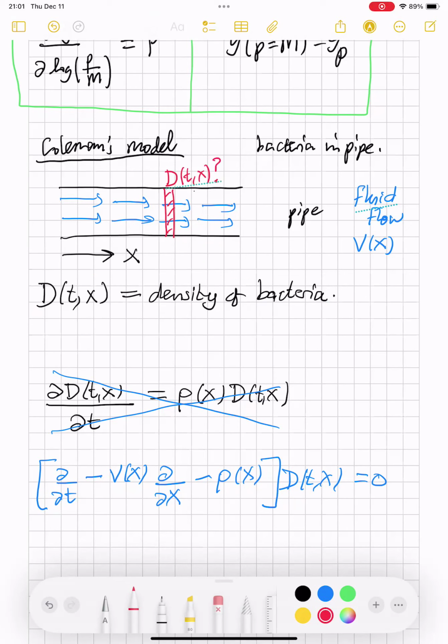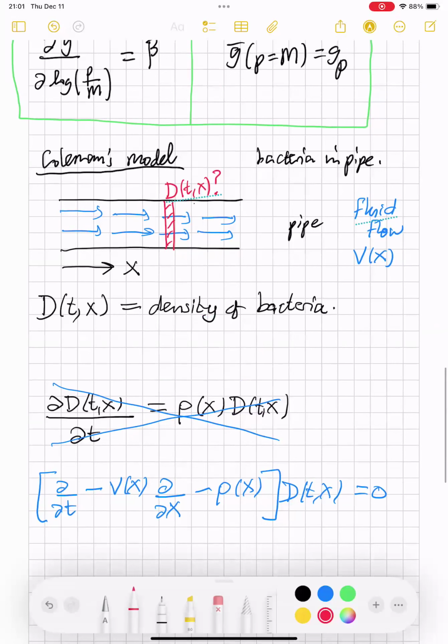Now this fluid is flowing. So if I want to work out what is the density of bacteria in that little segment over there, I should look upstream at a segment sitting over here. Because after some time, this green segment flows to where the red segment is. So to understand the red segment right now, I need to look at the green segment at some point in the past. And the green segment is where the red segment would have been. So that's how the model will go.